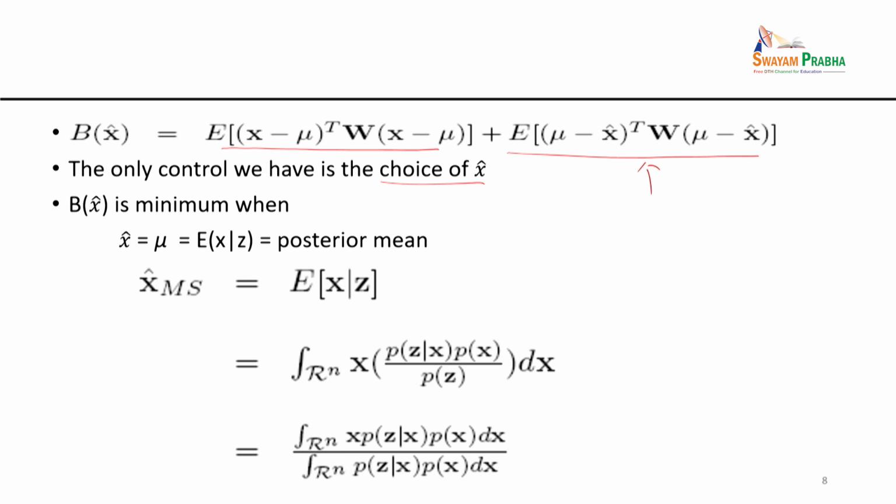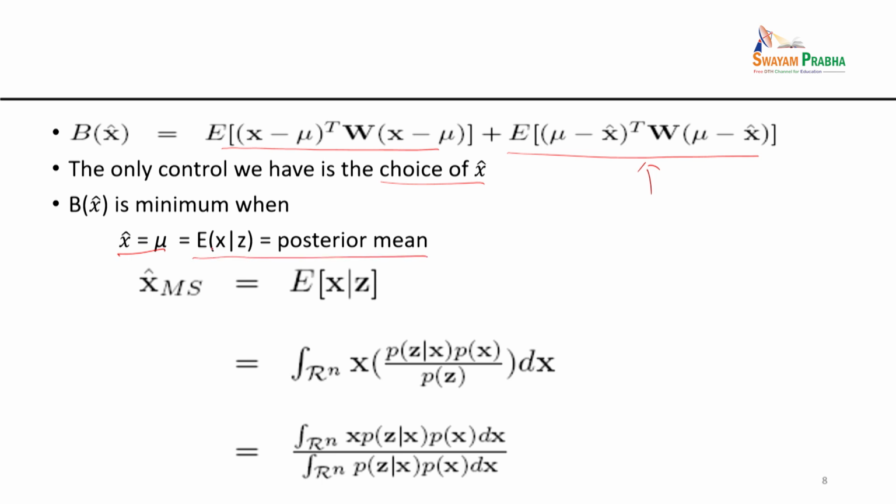Please understand, this is a positive definite quadratic form, and we take its expected value. The first term I cannot control because mu is already fixed, x is already given by the prior distribution, W is known. So the only control I have is x hat. If I choose x hat to be equal to mu, then the last term becomes 0. And x hat equal to mu is called the posterior mean.